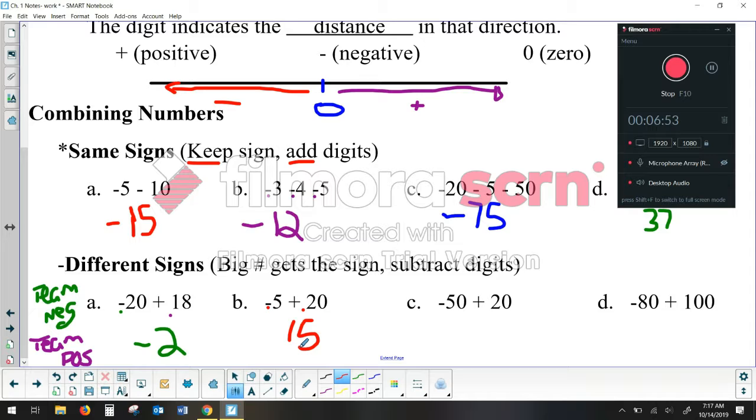Alright. Part C talks about team negative having 50 points. Team positive has 20. So team negative is winning. That's what our sign's telling us. How much are they winning by? They're winning by 30. Team negative over in part D has 80 points. Team positive has 100 points. So team positive is winning by 20.